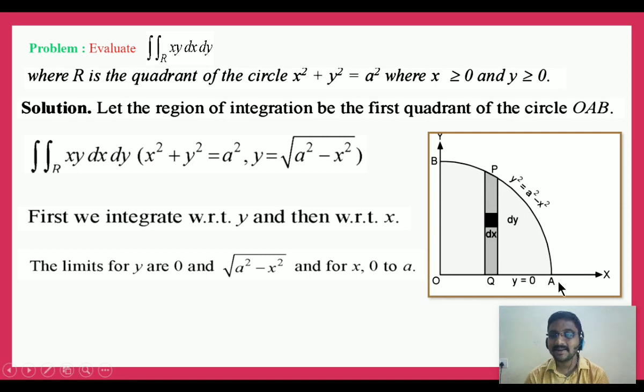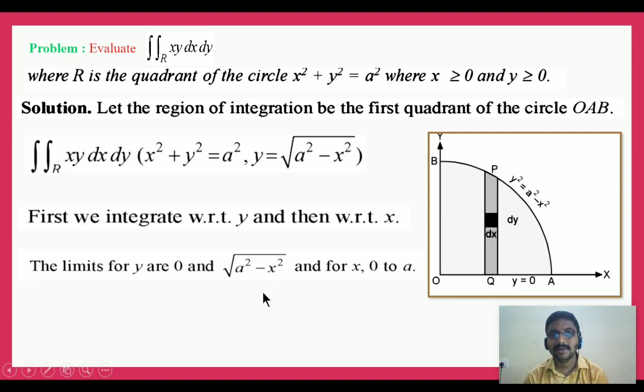What is the ordinate of A here? A is (a,0), because on the x-axis the y coordinate is 0. Substituting y equals 0, we have a squared minus x squared is 0, that is x squared is a squared, that is x equals plus or minus a. So (a,0) on the right hand side, but (negative a,0) on the left hand side. But here we have considered only the first quadrant. The points are the origin (0,0) and (a,0). In that, x varies from 0 to a. So x limits are 0 to a and y limits are 0 to root of a squared minus x squared.